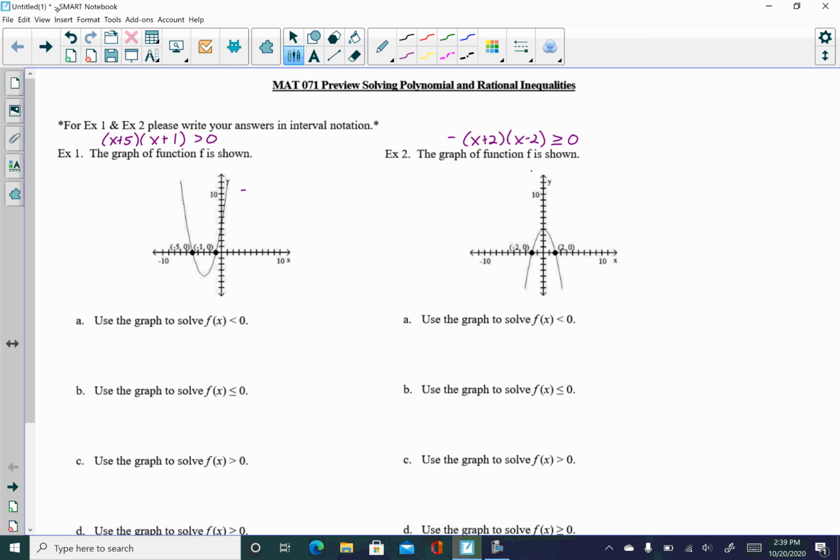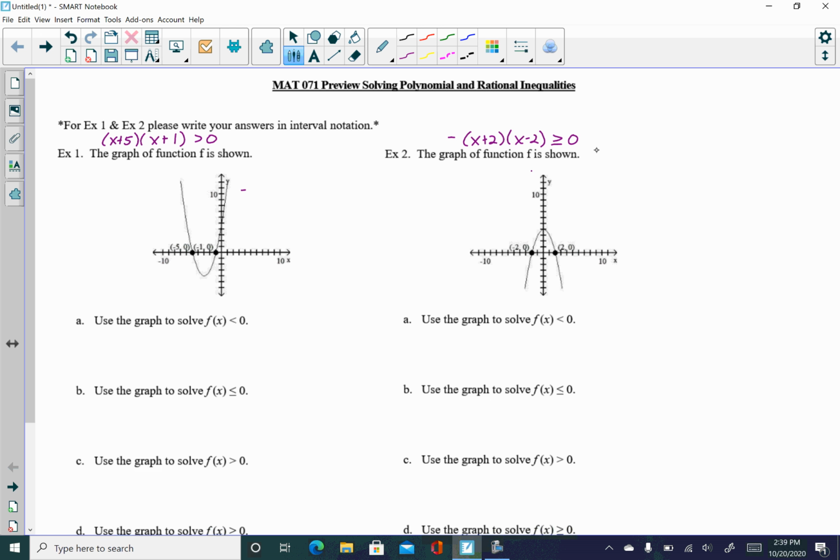Hi there. So in this section, I'm providing you with a preview of solving polynomial and rational inequalities. And below here, I've written actual inequalities that we would be solving. I'm trying to figure out this inequality over here on the left. It's already in factor form. Where is that inequality greater than 0? And then over here on the right, where is this inequality greater than or equal to 0?